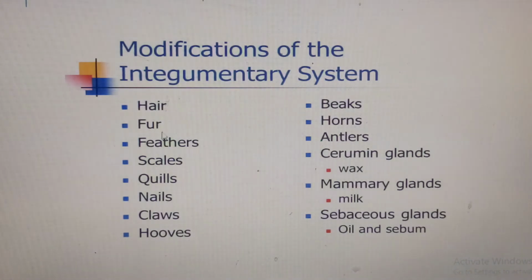In other animals, we tend to see feathers, scales, quills, and even in human beings, we see nails. Claws, hoofs, beaks, horns, antlers are examples of derivatives of the skin. Remember, they all come from the epidermis, but they grow towards the connective tissue area.